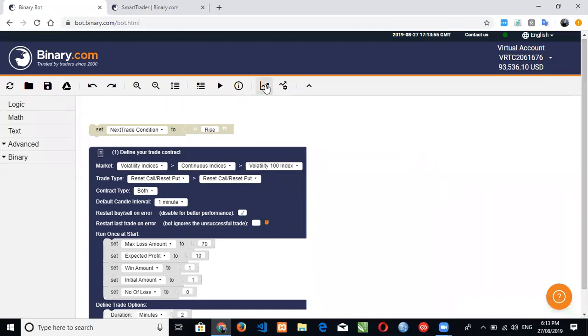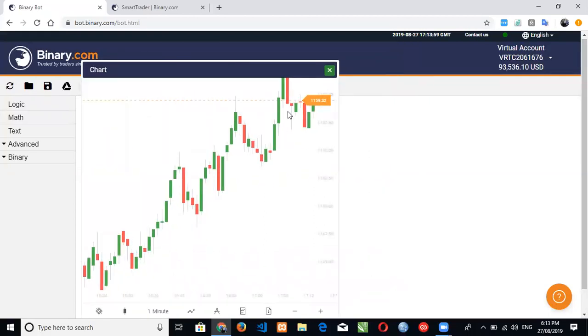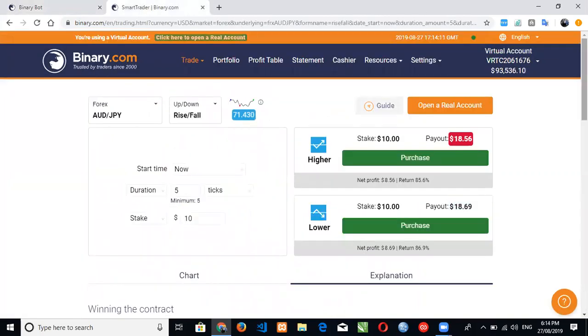If you look at the graph here, you can see this is an uptrend market, so you can use this bot on this particular market when it is moving in the uptrend direction. But there are sometimes that you will see a downtrend market. That's why you can come to your binary.com account.